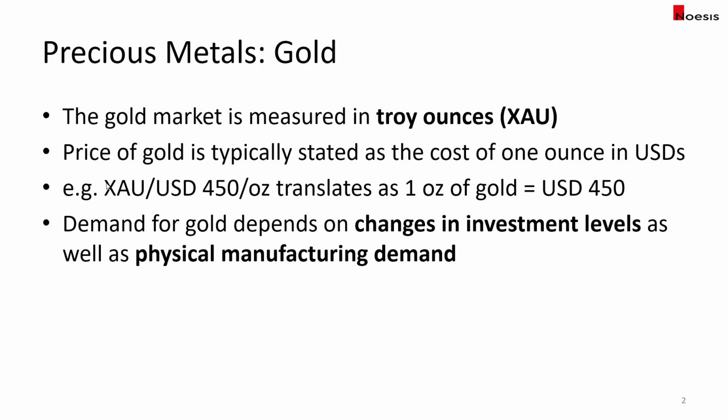So for example, if there is a pair XAU/USD 450, it means that 1 troy ounce is equal to US dollars $450. Now, of course, demand for gold depends on changes in investment levels as well as physical manufacturing demand.